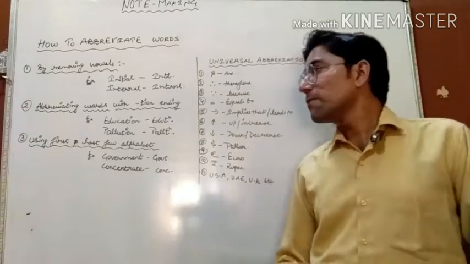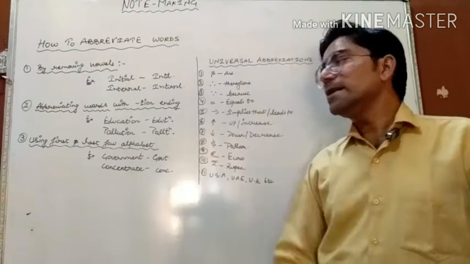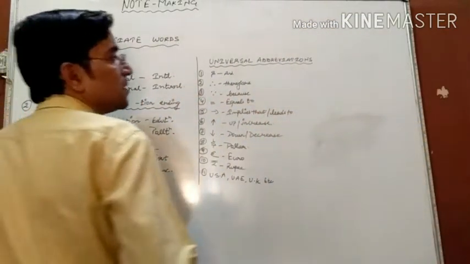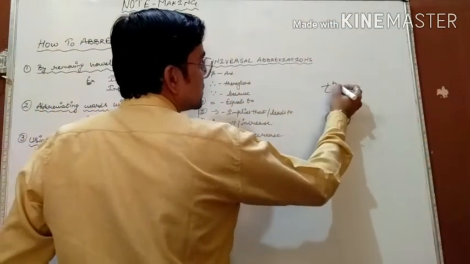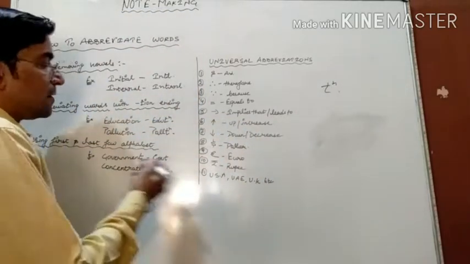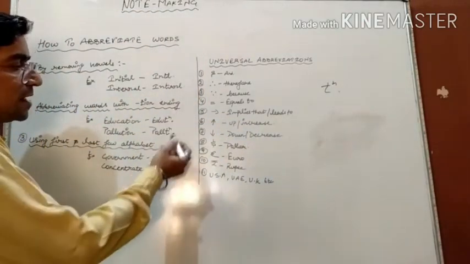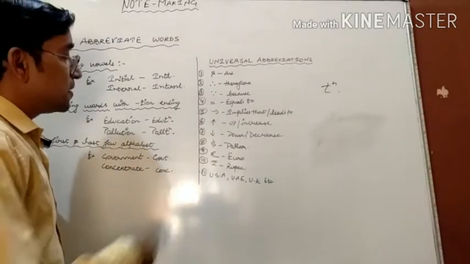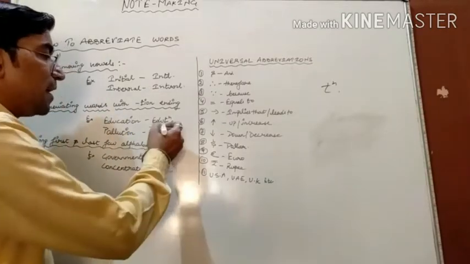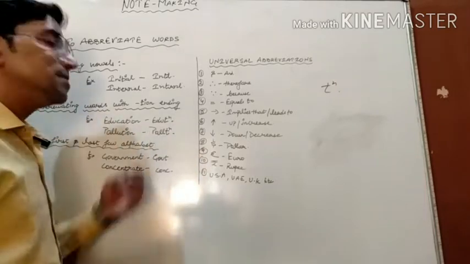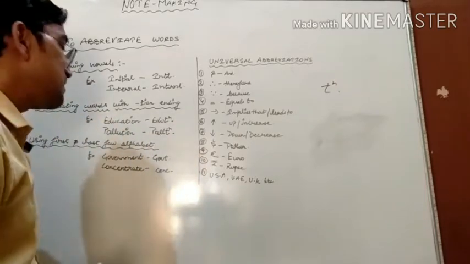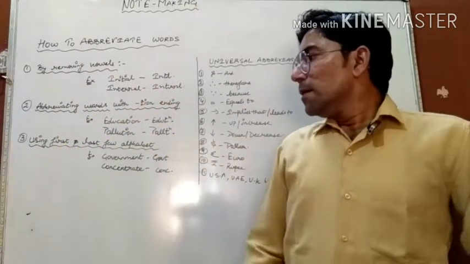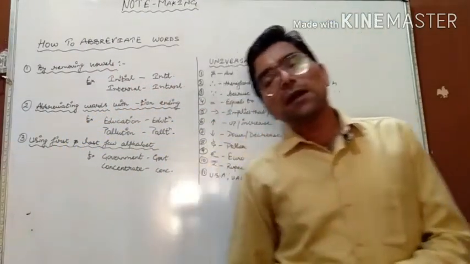After taking the first 3 or 4 alphabets of a word, you have to add tn as a suffix after the word, and then use a full stop. Same is the case with pollution. We used 4 alphabets here, and after using them, we added the suffix tn. So you have to add the suffix tn. And the last rule is using first few and last few alphabets.